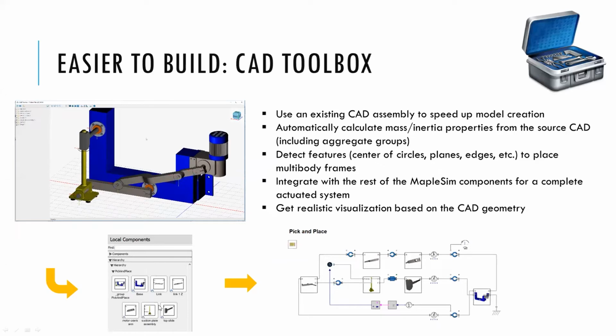And the nice thing here is that it gives you your kinetic parameters, so your inertias, it gives you your kinematics, where the joints would attach, and allows you then to easily create a model that you connect together in MapleSim and can start asking those questions of.